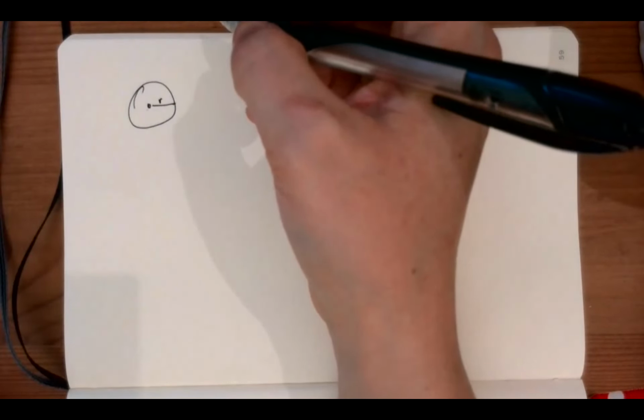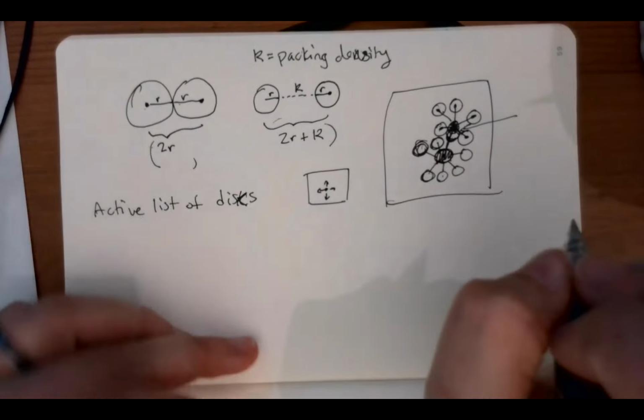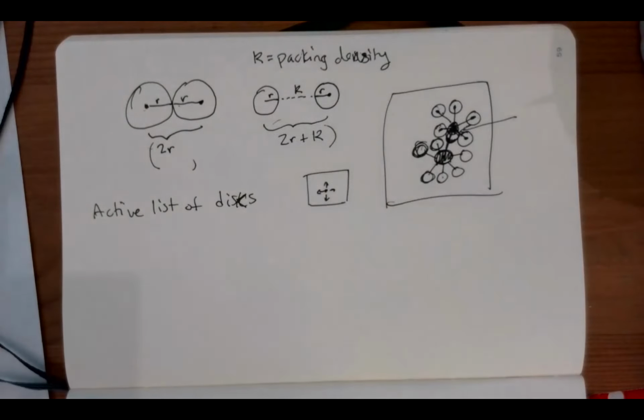So every time we add a new disk, we have to check whether there is overlap with anything else that's been added to the list. And if so, then we discard that disk. We just simply don't add it. So once a disk is added, it always stays there. We're never deleting anything that we've added before, but we are being careful not to add any disk that overlaps with a previous disk.